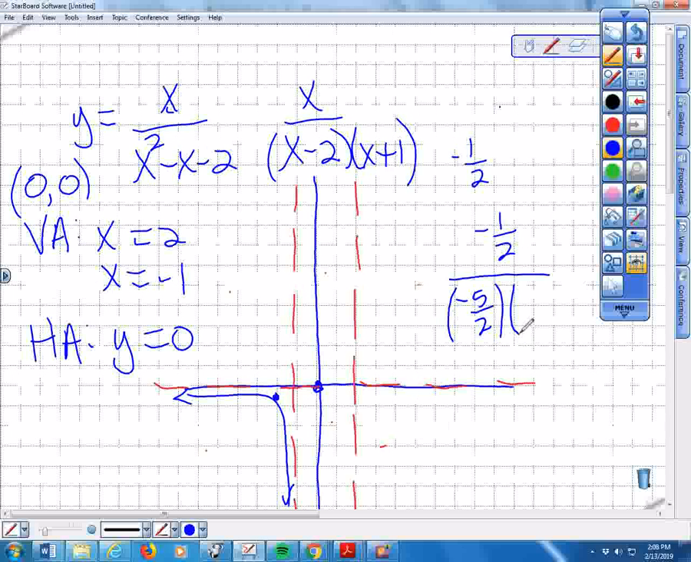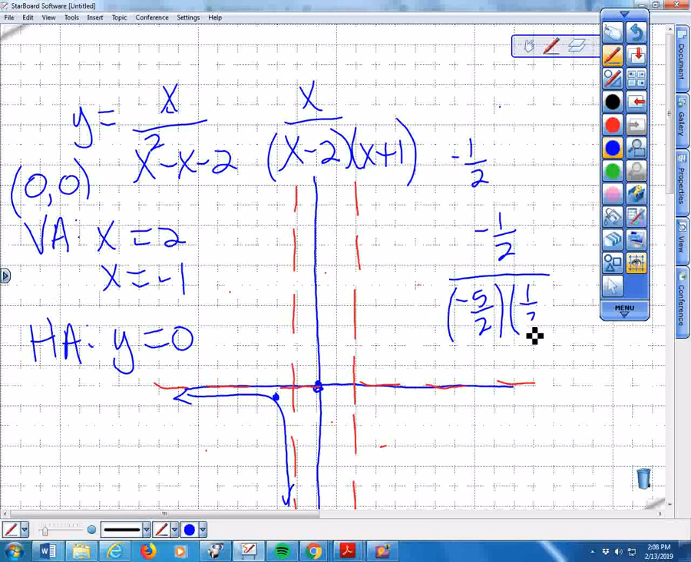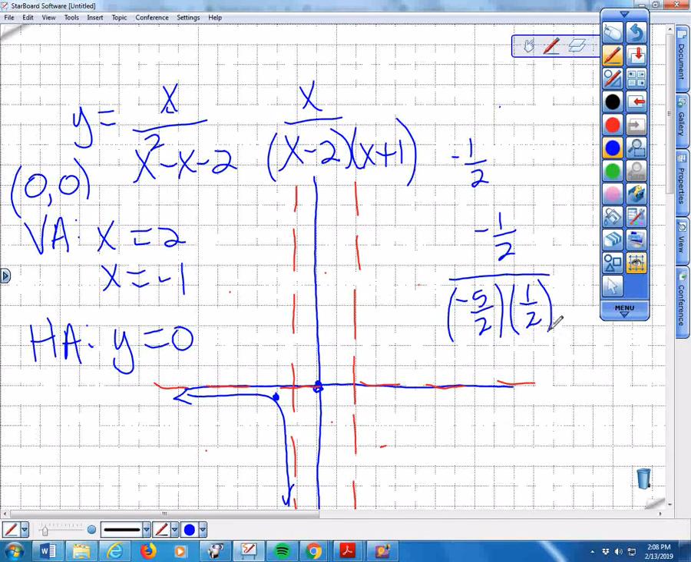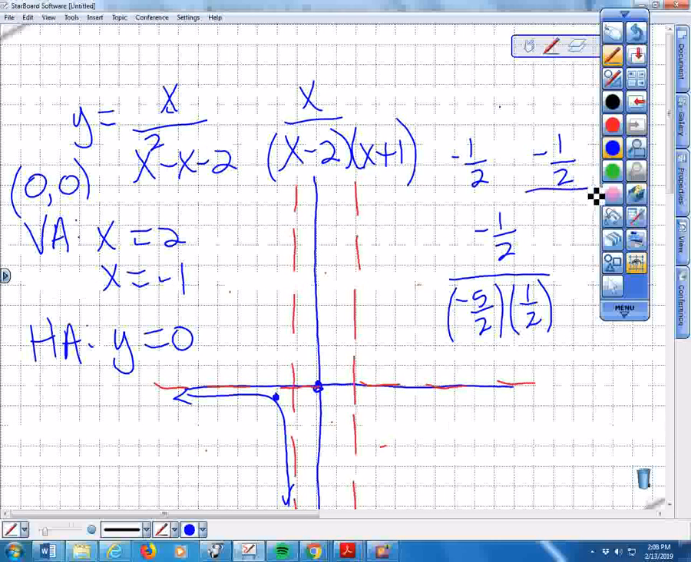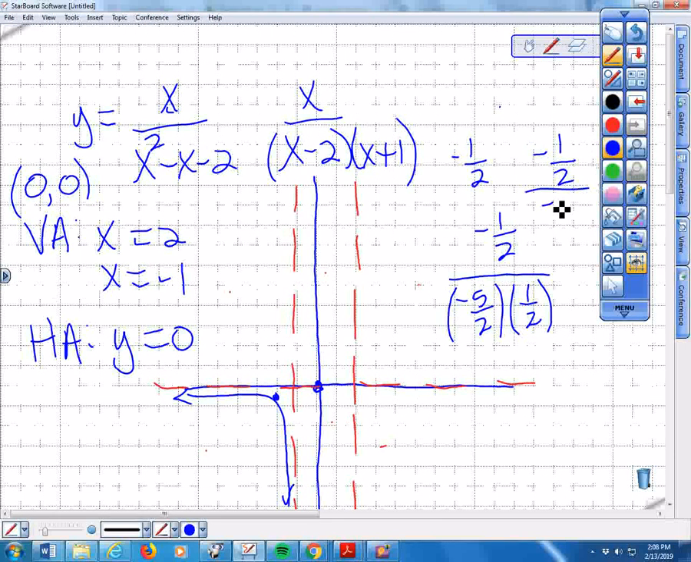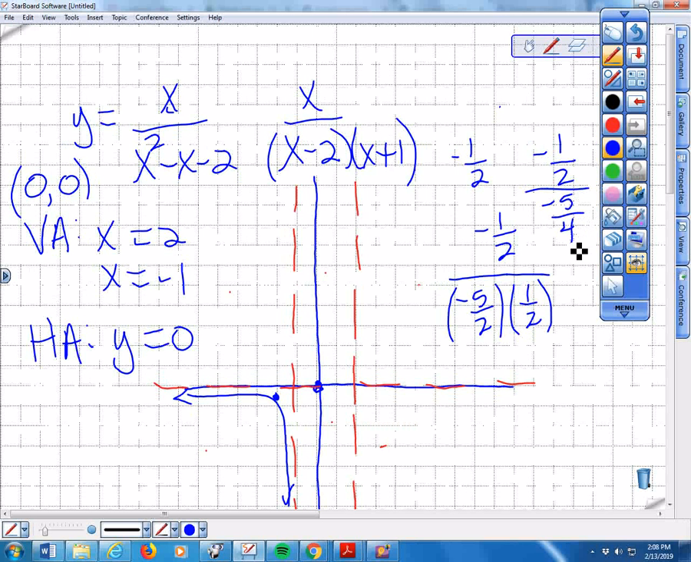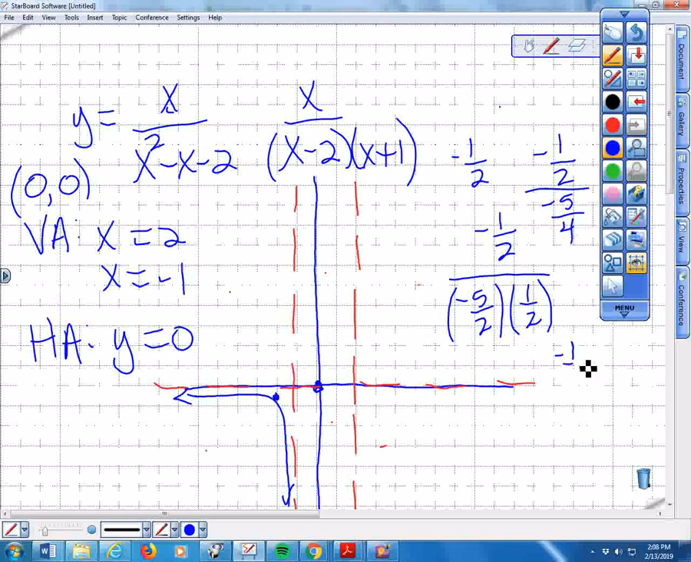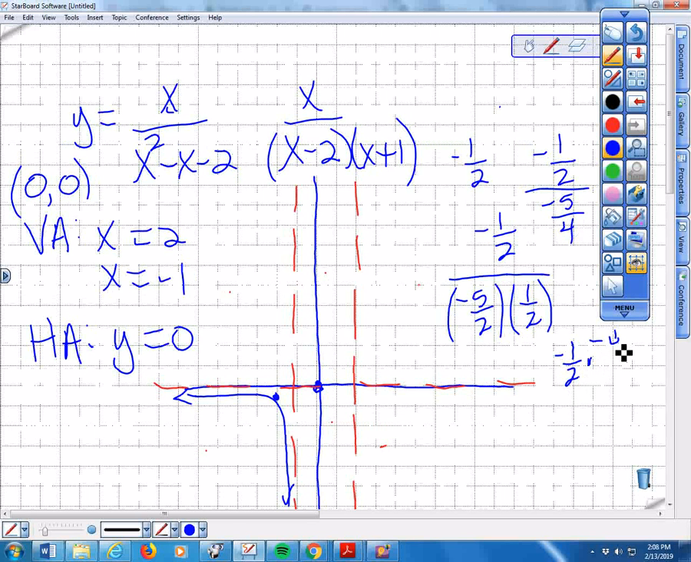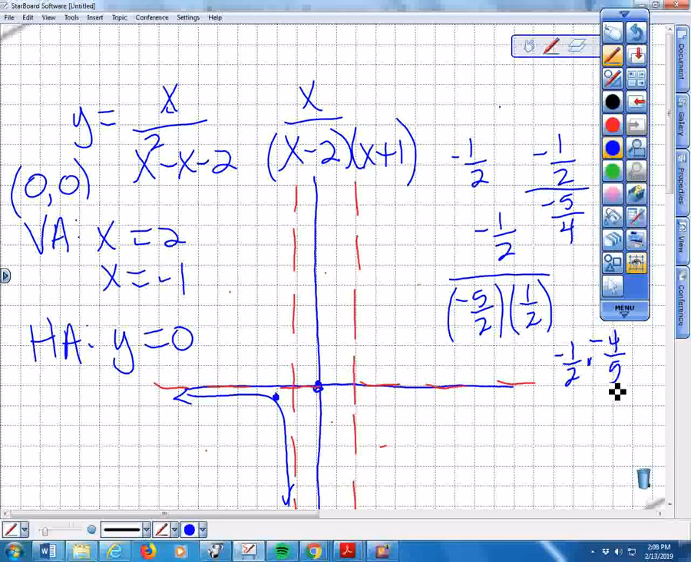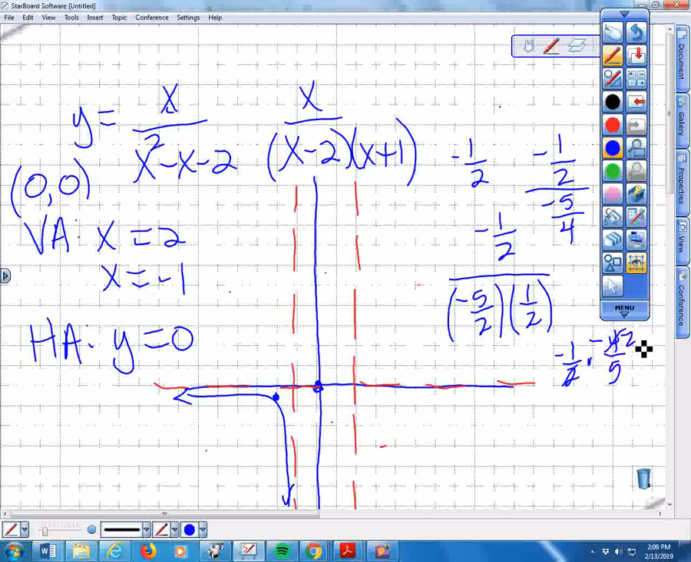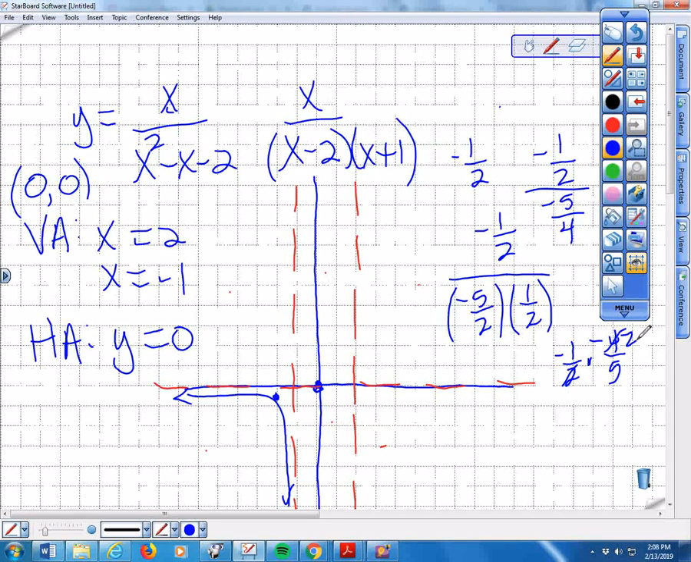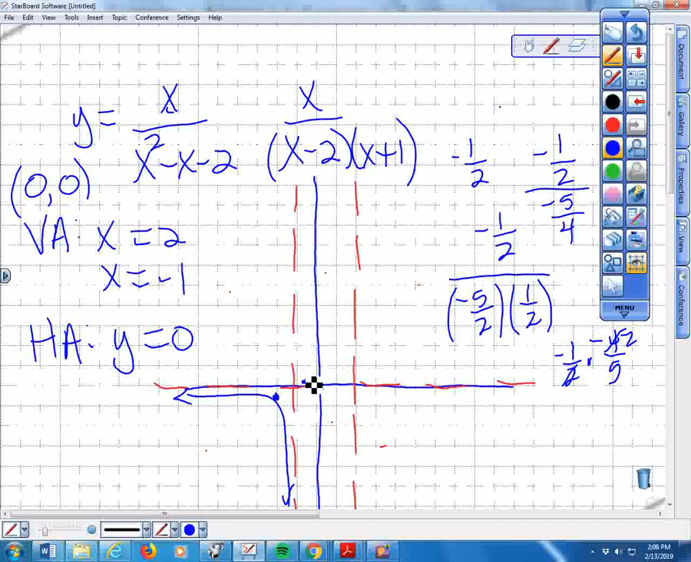And negative 1/2 plus 1 is just 1/2. So that's negative 1/2 over negative 5/4. So when I divide by a fraction, I multiply by its reciprocal, so negative 1/2 times negative 4/5, which is 2/5. So it's positive 2/5 at negative 1/2.